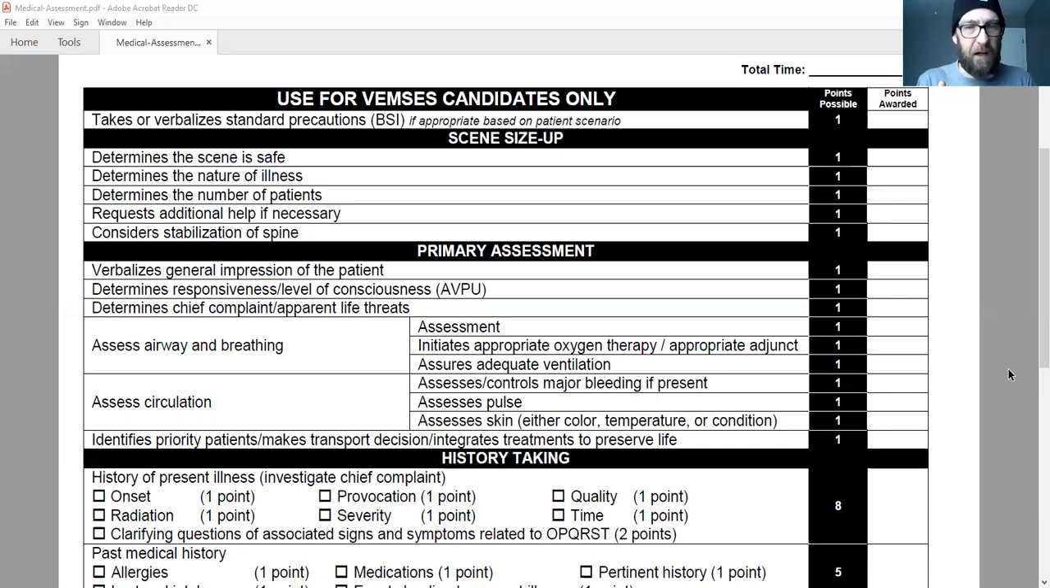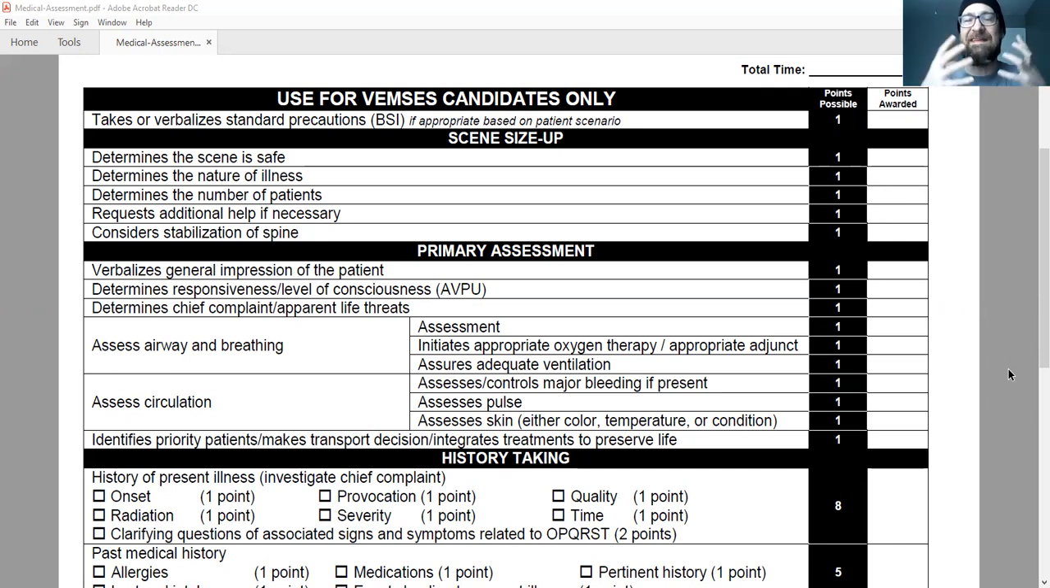So identifying priority patients, making transport decisions, and integrating treatments to preserve life. Basically, because of a poor general impression, and because of the nature of the chief complaint, having chest pain is pretty serious. Because of that serious nature of the chief complaint, we're going to make this patient a high priority. We're going to transport right away, and we'll take care of our assessments en route to the hospital. Okay, so that's the box there.